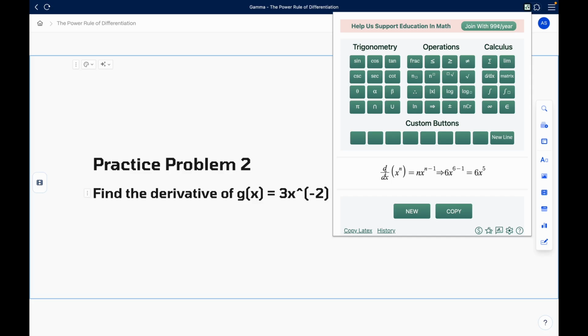Now, we are again going to state the power rule, so I won't delete that. But now we have a 3 on the outside, so we have to include that. Then multiplied by negative 2 over there, because we have to bring down the exponent. Then we have x to the power of negative 2 minus 1. So this is equal to negative 6 times x to the power of negative 3.